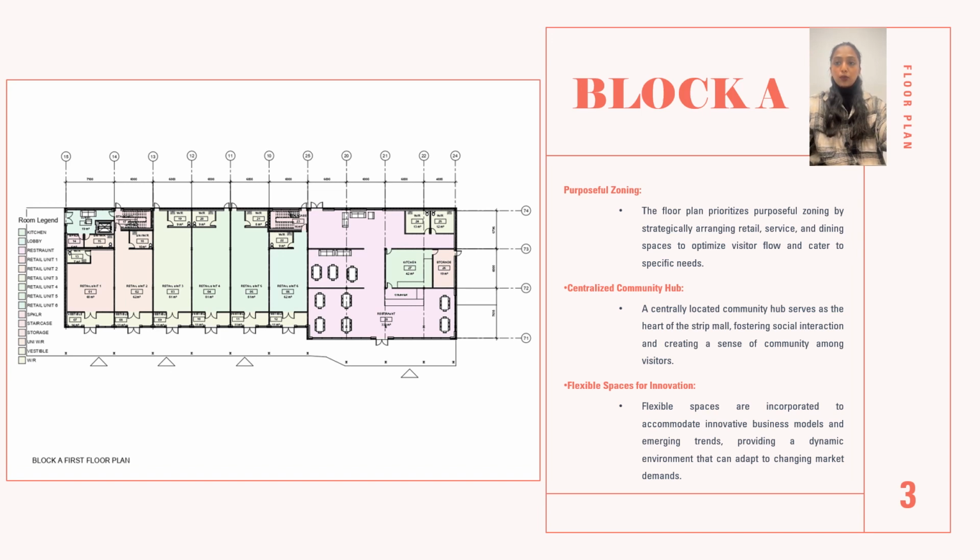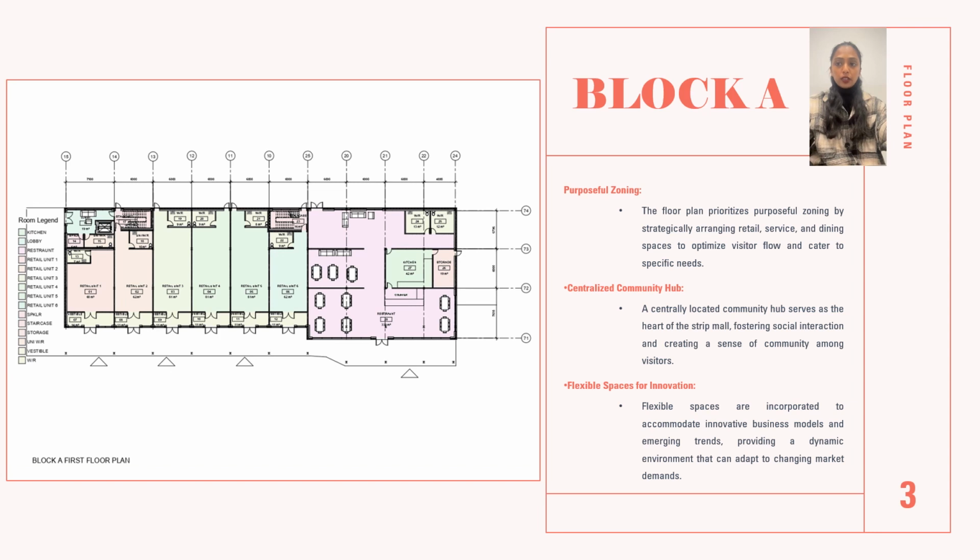The floor plan of Block A prioritizes the proposed zoning by strategically arranging retail services and dining spaces to optimize the visitors' flow and cater to the specific needs. Every retail store has a vestibule and a longitudinal space that can be arranged however way possible according to their design aspects and can be done in a modular way, and also has a storage and a washroom. And the building has two exits according to the fire exit conditions, one on either end of the building.